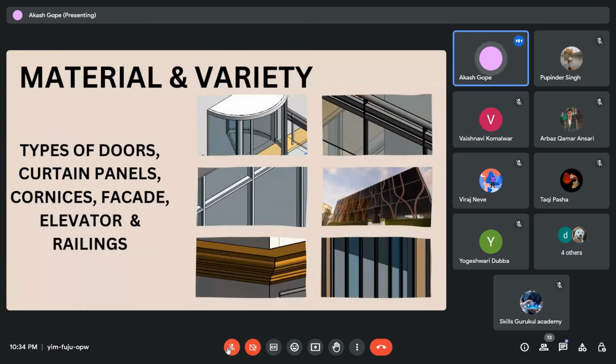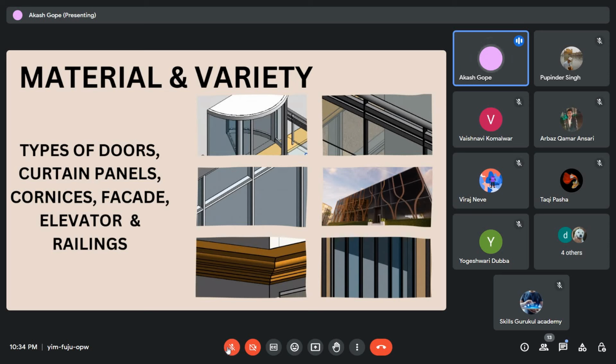Materials and varieties. The types of door that I use are these circular doors, and as you can see in the picture, curtain panels. These types of curtain panels I use in my malls. Cornice: this one is the cornice, like in the corner of the mall. Facade: these types of facades I design in my restaurant.